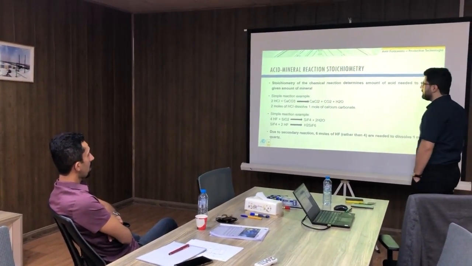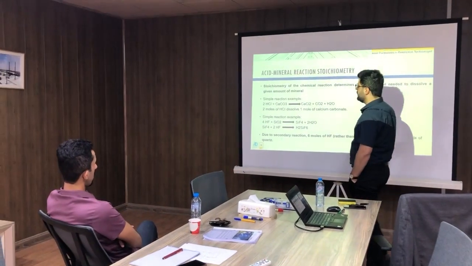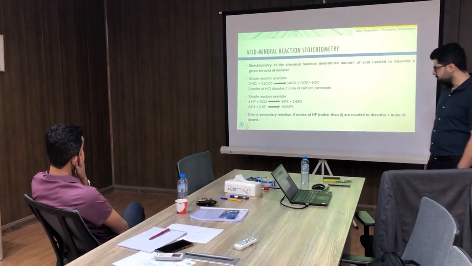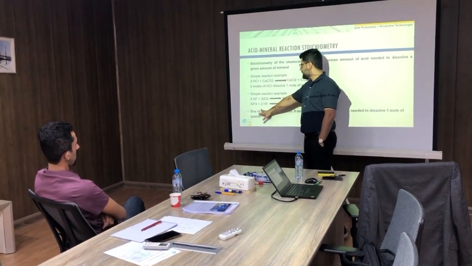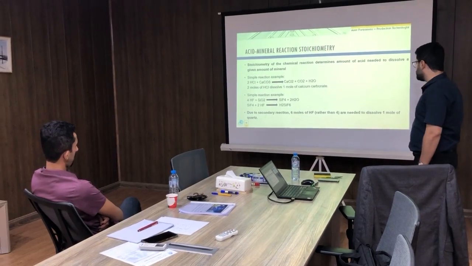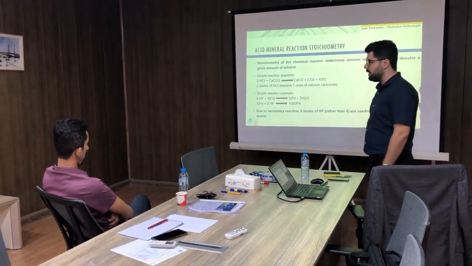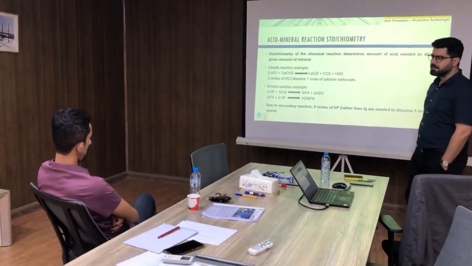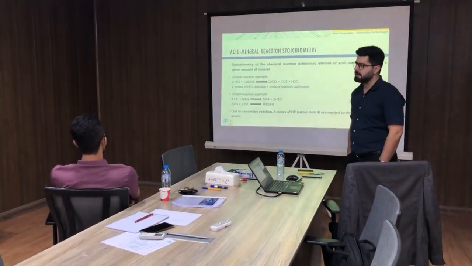For stoichiometry of chemical reaction, as I showed before, we have two different reaction types here. But due to secondary reaction, as I said, we need 6 moles of HF rather than 4 to dissolve 1 mole of quartz. So we should consider that, but fortunately, because of the software that we have, the software does this for us.